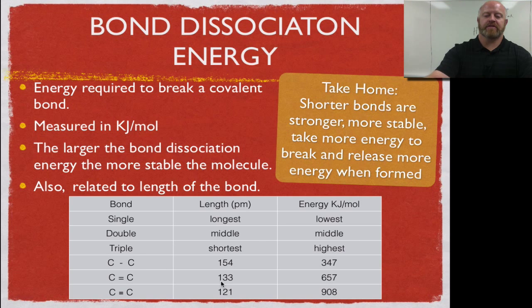Down here, these are just some values I pulled off of a table to give you an idea of how much energy is there. These numbers only represent a carbon-to-carbon single bond, a carbon-to-carbon double bond, or a carbon-to-carbon triple bond. So for a carbon-to-carbon single bond, the length is about 154 picometers. It gets shorter as you go from double to triple. The energy it takes to break the single bond is 347 kilojoules per mole. And then go to a double bond, and then a triple bond. You see that it grows almost linearly in terms of how much energy it takes to break those bonds. Now, the take-home message from this: shorter bonds are stronger, more stable, and take more energy to break.